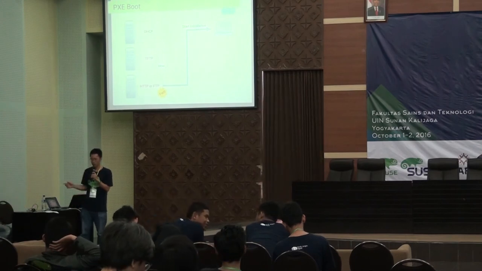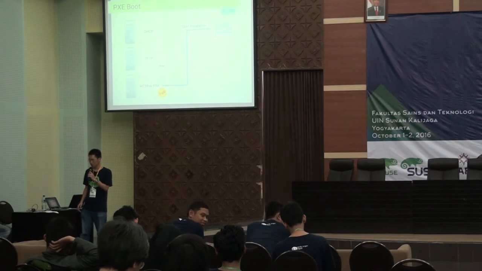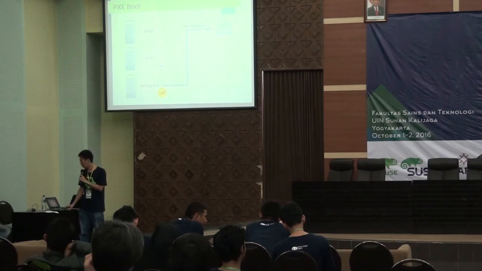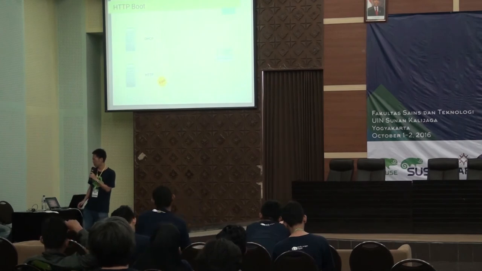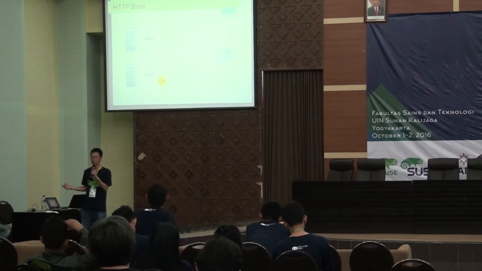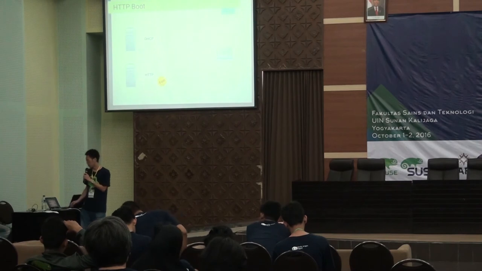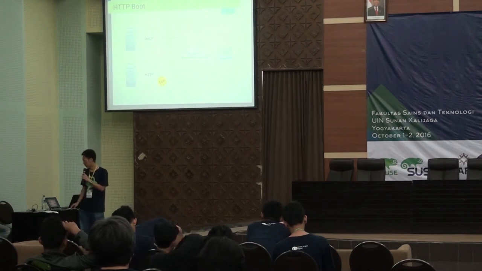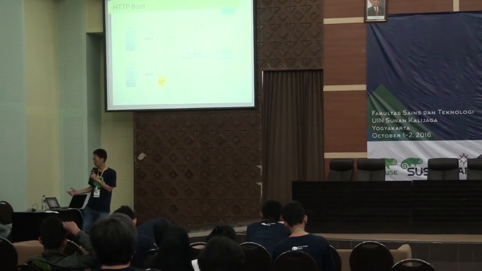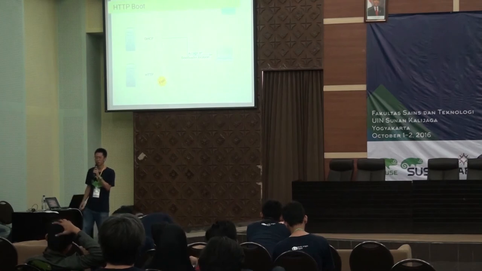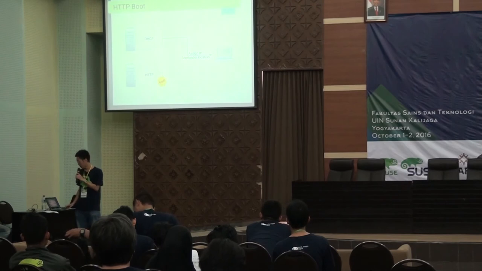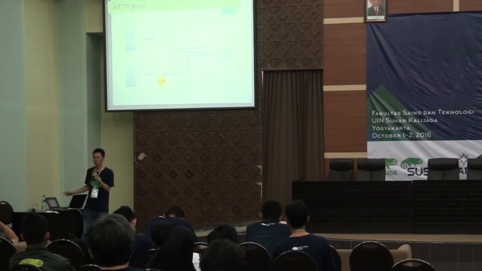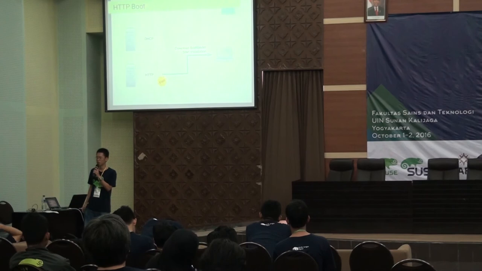TFTP maybe has some restrictions for the local network area, and maybe you cannot pass through the internet, so there are restrictions. So now HTTP boot is more like this. You only need a DHCP server and an HTTP server, so it's much the same as before. Just request the IP and the location from the DHCP server, and do everything from the HTTP server.